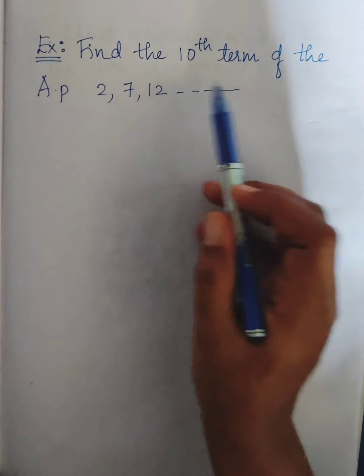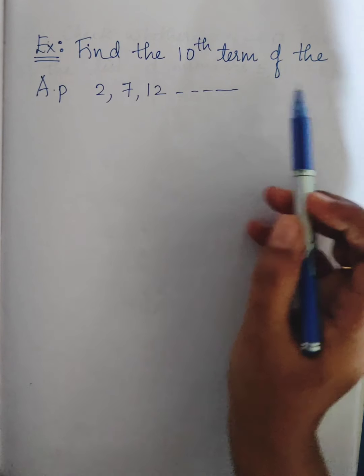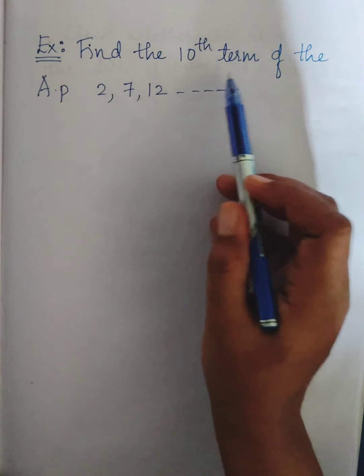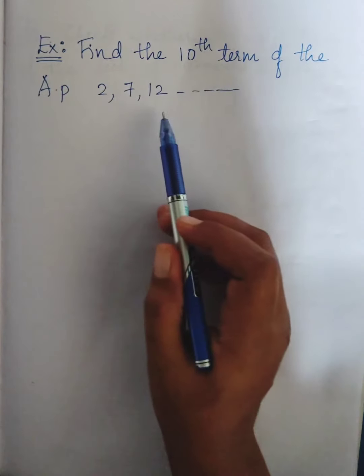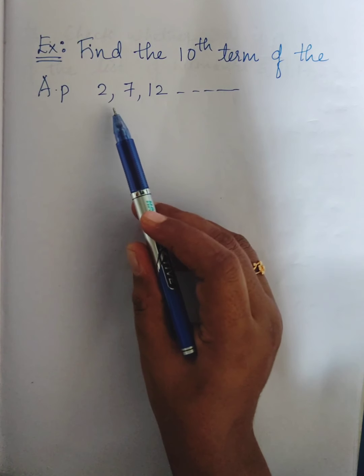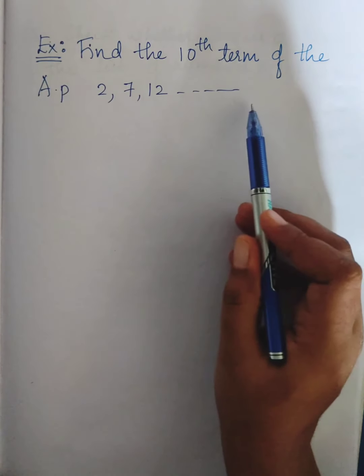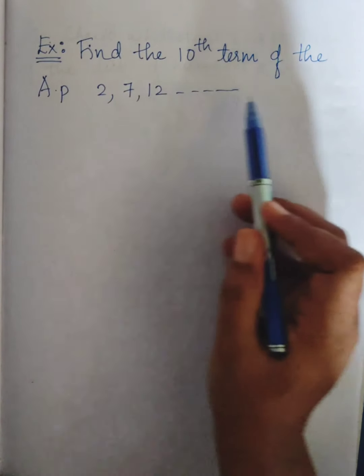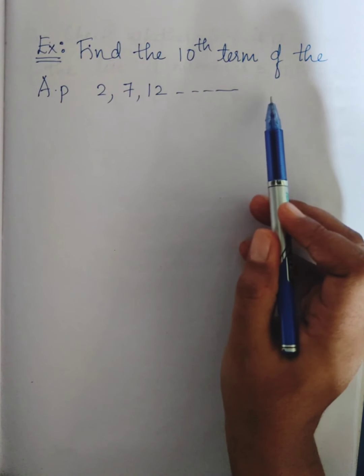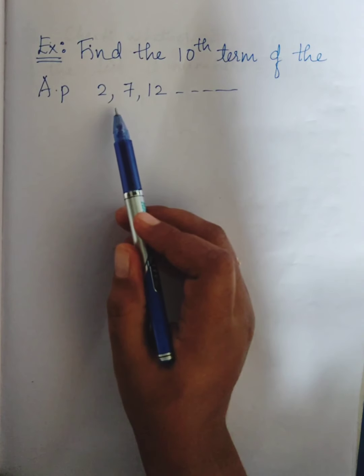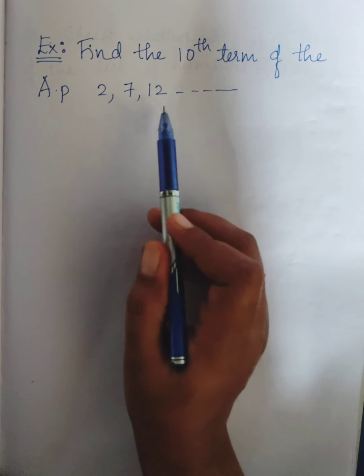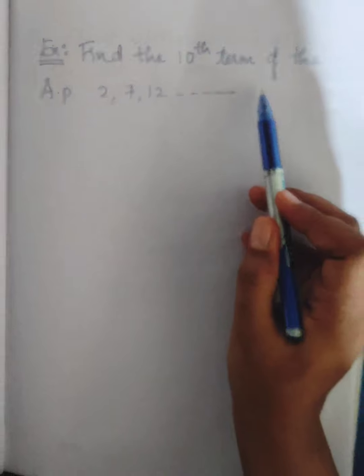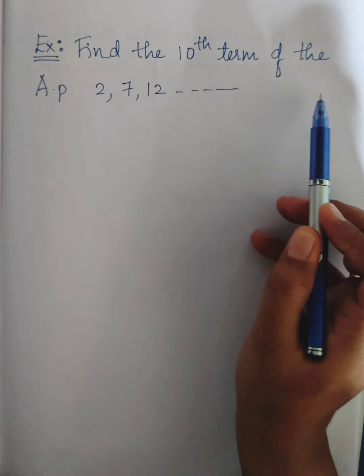Now, find the 10th term of the AP. The example is: find the 10th term of the AP, where the series is given. The series is 2, 7, 12, and so on. Here 3 numbers are given, but we don't know which is the 10th number. We need to find the 10th term here.